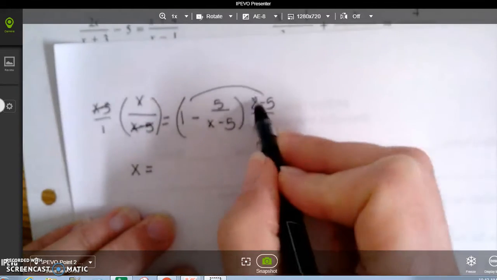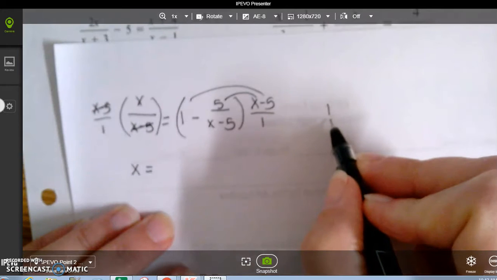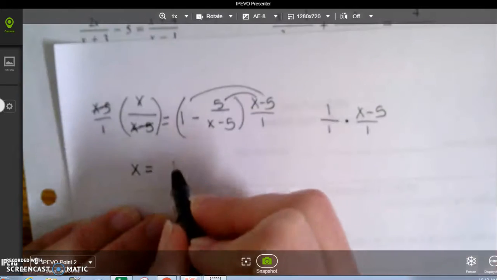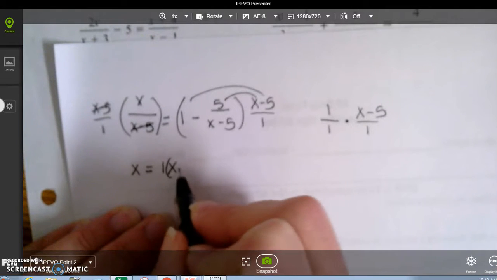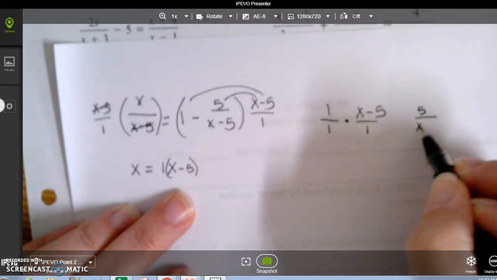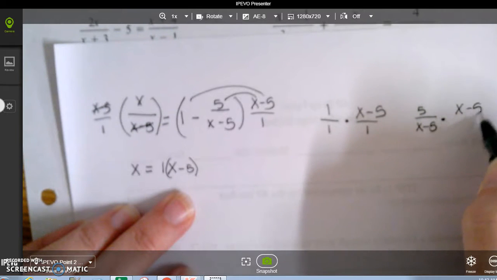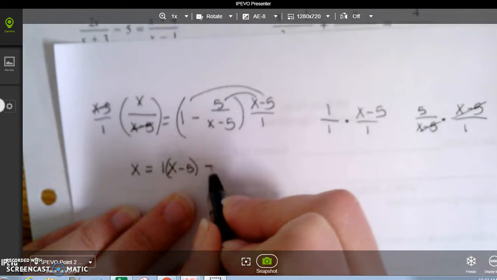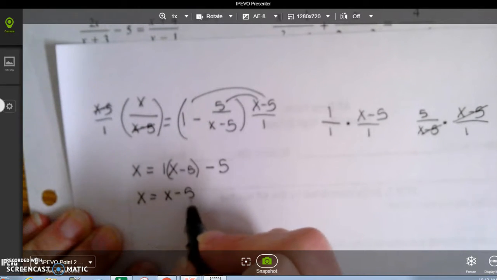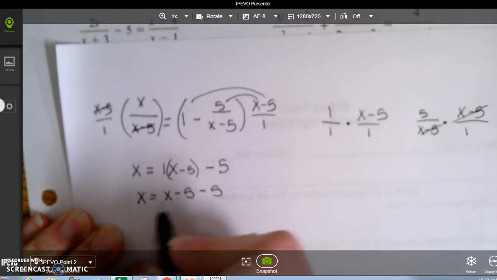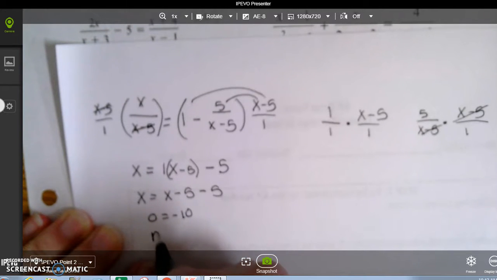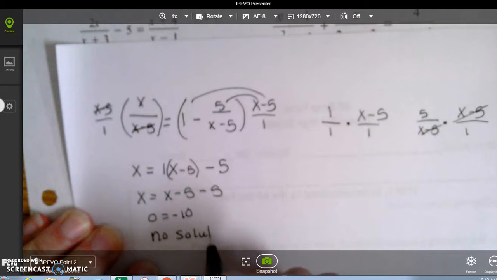On this part, I have to distribute. So I'm going to get 1 over 1 times x minus 5 over 1. So this is going to end up being 1 times x minus 5. And then for the second part, I've got 5 over x minus 5 times x minus 5 over 1, and I'm left with a 5. And then if I continue on and I combine like terms, you'll notice that my x's cancel out, and I'm left with 0 equals negative 10. And that tells me that there's no solution to this problem.